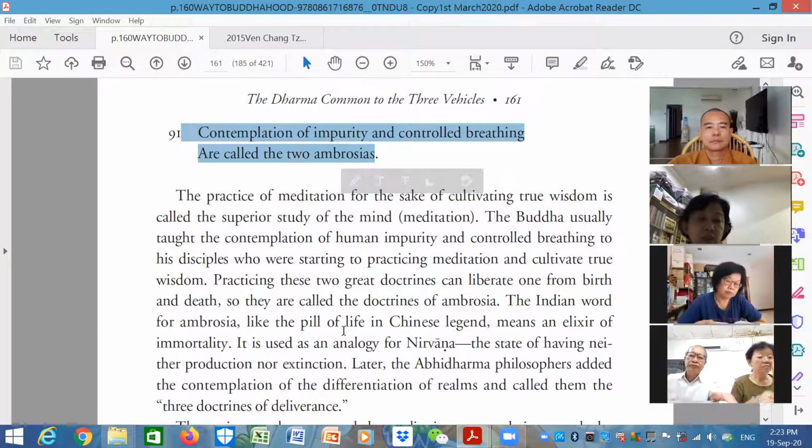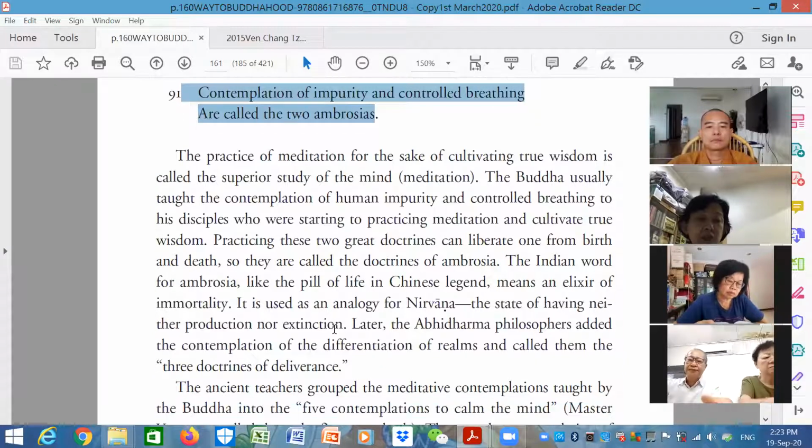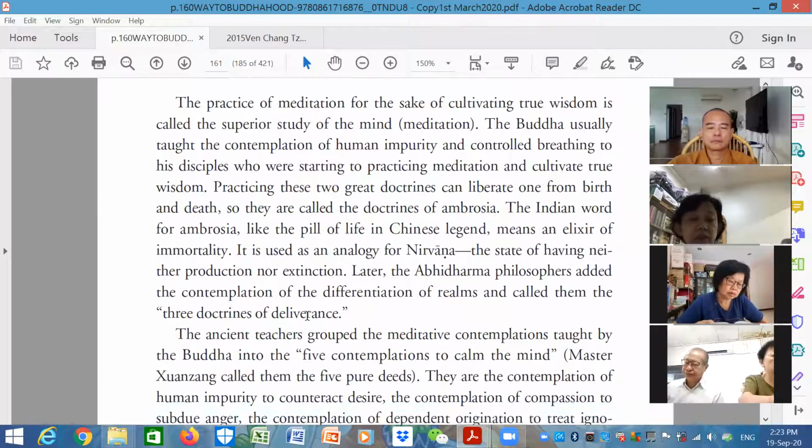91. Contemplation of impurity and controlled breathing are called the 2 ambrosias. The practice of meditation for the sake of cultivating true wisdom is called the superior study of the mind, meditation. The Buddha usually taught the contemplation of human impurity and controlled breathing to his disciples who were starting to practice meditation and cultivate true wisdom.